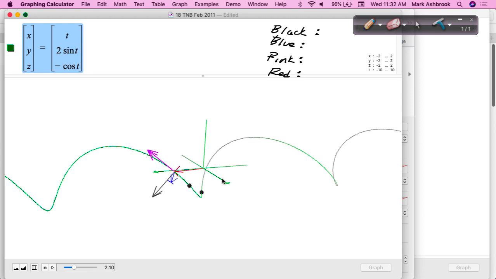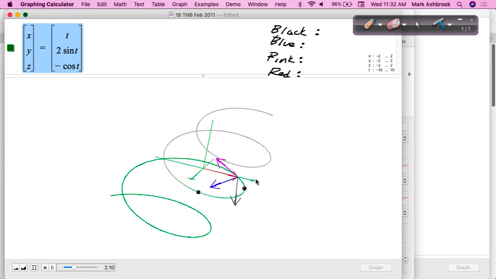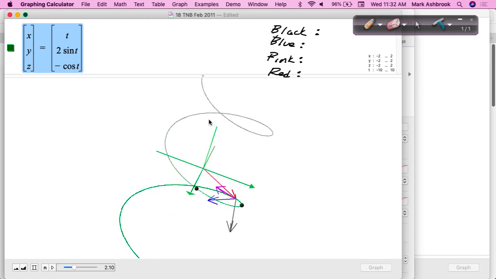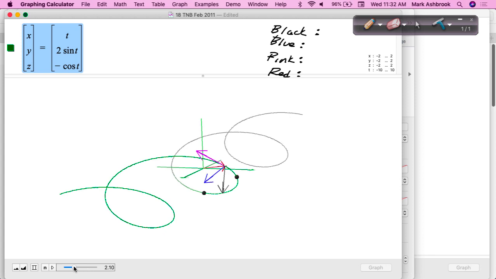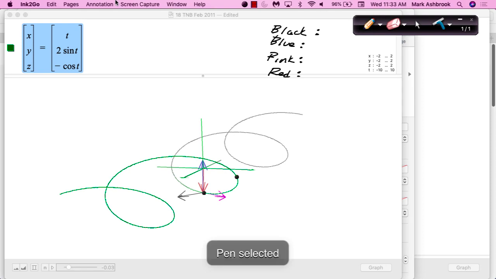Okay, so now let's actually find those. Let's use some reasoning rather than a lot of ugly algebra. We're going to find all those vectors right there at t equals 0. See that point right there? That's for t equals 0. So first find the coordinates of that point, or the red vector.